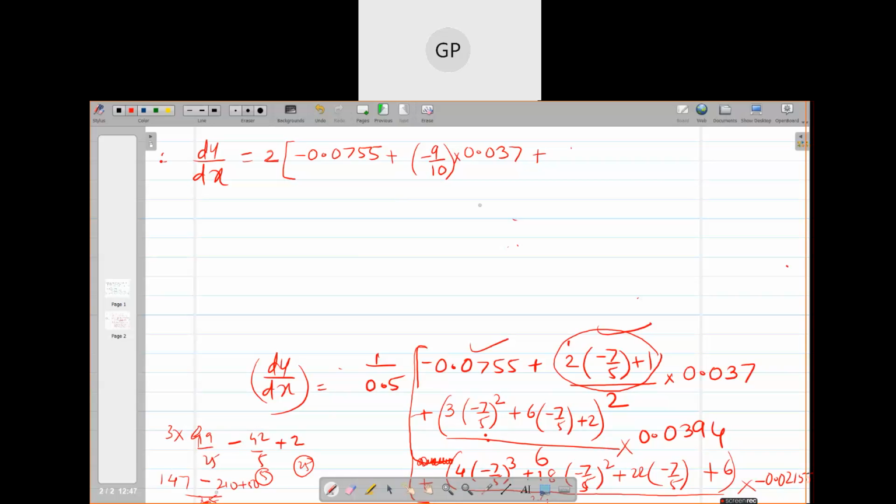Nobody is telling me. I am only solving alone. Yes, anyone can tell me. 197 minus 210 upon 25. So that will be minus 13. Minus 0.0143. Don't tell me calculations like that, I am writing in fractions. Minus 13 upon 25 and into 1 upon 6, that is divided by 6, into 0.0394. This is my term done.